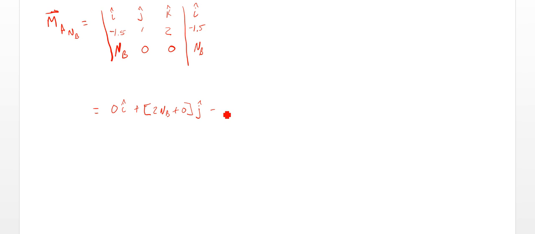And then K, so covering up here we have 0, minus NB in the K direction, right? So we have negative 1.5 minus 1 times NB in the K direction, so that equals 2NBJ minus NBK. So that's the second moment. We're almost done with the moments.